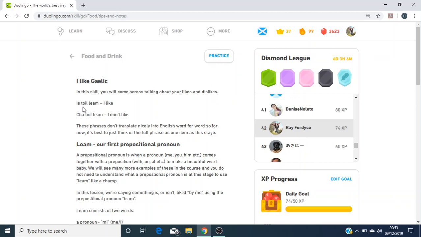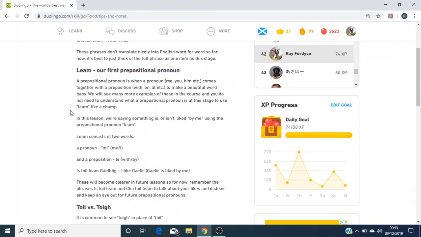Anyway, sorry, I'm over analysing. Here we are. That's just what we're talking about. Leam, our first prepositional pronoun. A prepositional pronoun is when a pronoun, me, you, him, comes together with a preposition. So this is just what I was talking about.